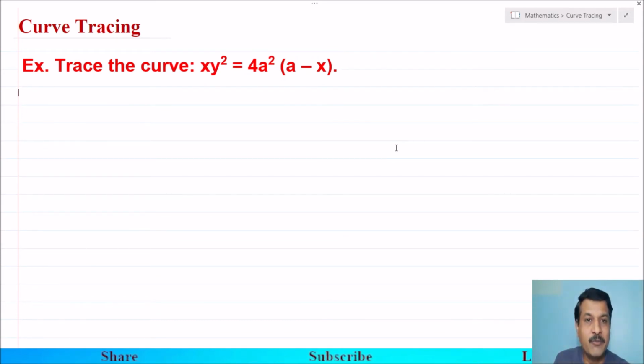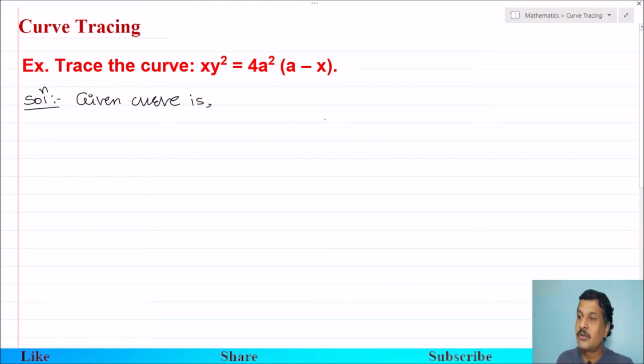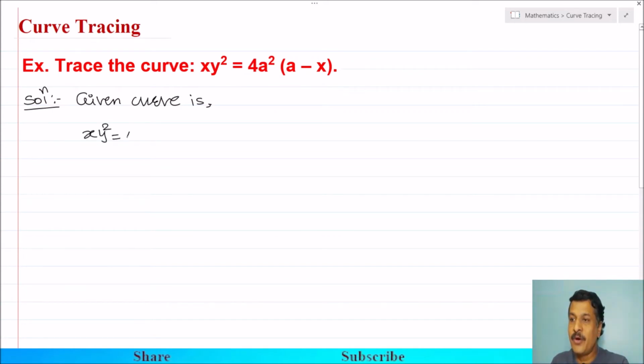So there are 5 points. Don't forget these 5 points. First is symmetry. Second is the points of intersection and origin. Third is the region of absence. Fourth is asymptote, and fifth is the tangent. So one by one you write the theory part and then you think about the curve. So solution: the given equation of the curve is x y square equal to 4a square into (a minus x).